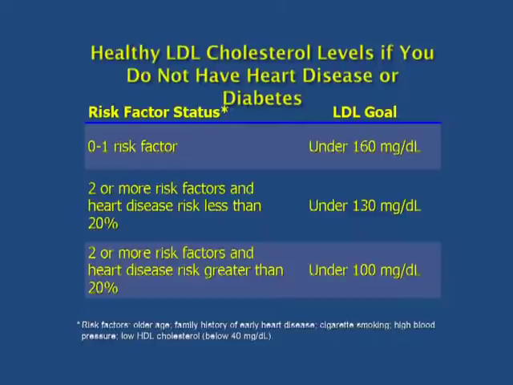This graph or slide just shows, if you are at risk but don't have heart disease or diabetes, a guideline for where your number should be. If you have 0 to 1 risk factor, under 160 for your bad cholesterol. If you already have 2 or more risk factors, now those risk factors are the ones that we talked about at the beginning: being a male, being a smoker, having high blood pressure, those types of issues. So if you've got 2 or more, you already should be below 130. And if you have a greater than 20% risk, then you really should be under 100 in terms of your LDL numbers.